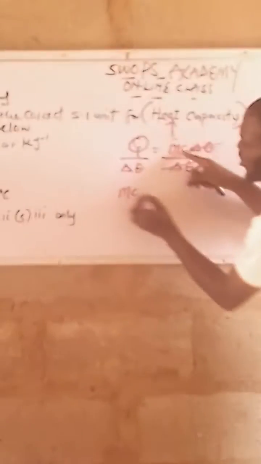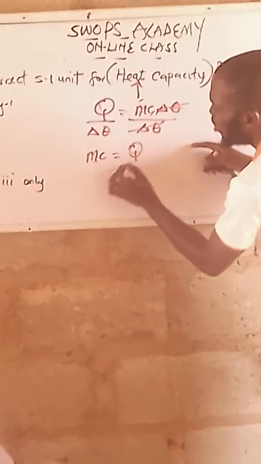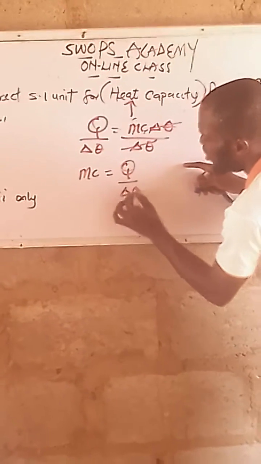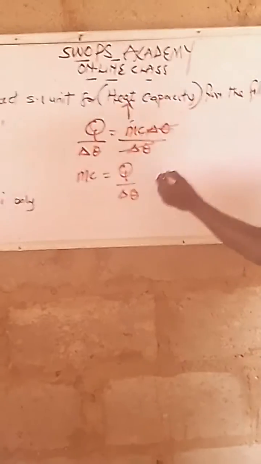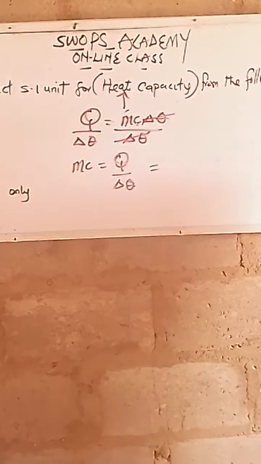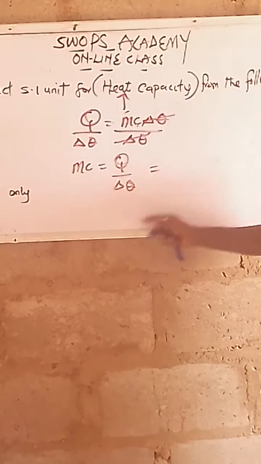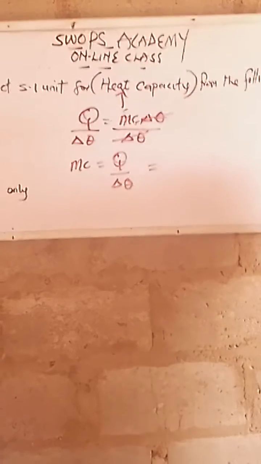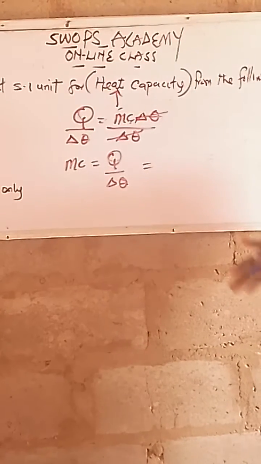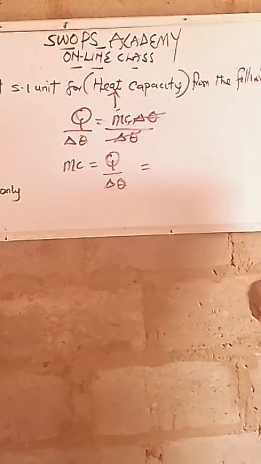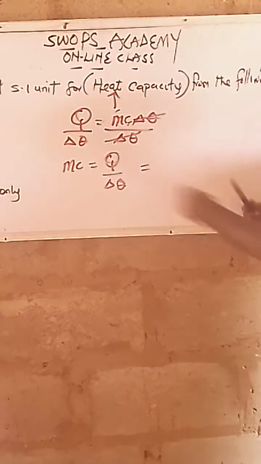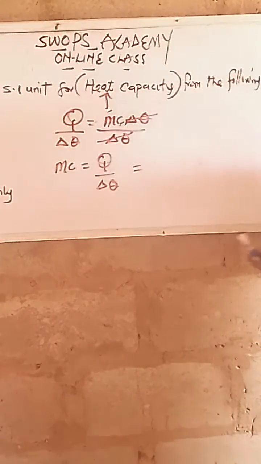Now what are we left with? MC equals Q over change in T. This is the formula for calculating heat capacity. We are not really calculating, though. We have to derive the correct SI unit.